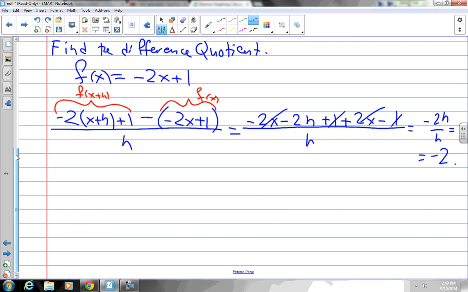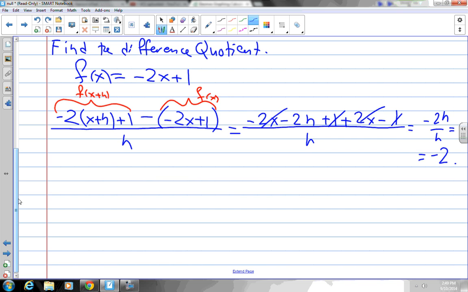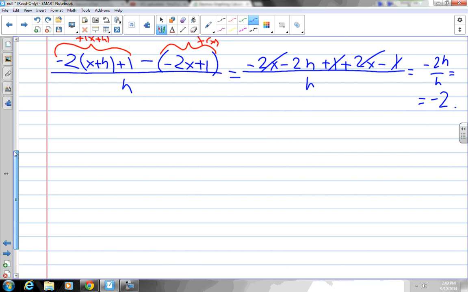Any questions on the setup? How we did that? Okay, because the rest you should be okay with. I'm just opening up parentheses. There's nothing fantastically interesting there. Just the setup. Setup okay? All right, let's try something more interesting. Let's do a nonlinear function.